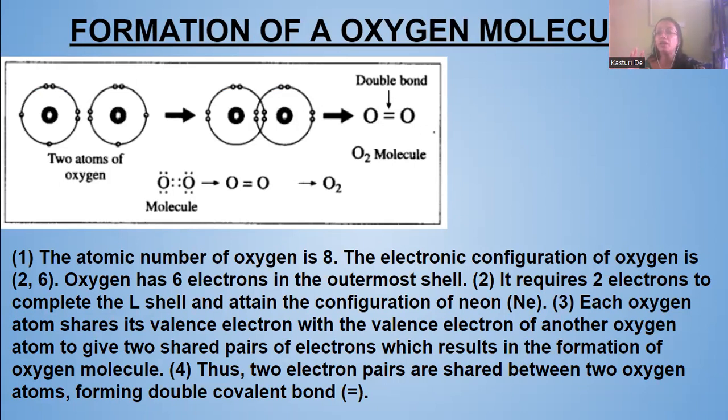The atomic number is 8, so the electronic configuration is 2 and 6. So 6 means 6 electrons are present in the outermost or valence shell. So 2 electrons are required to form the octet, to attain the neon gas electronic configuration. Now, while sharing, as 2 electrons have been shared, that is indicated by 2 dashes, and those are called bonds. The 2 dashes indicate a double bond, so it forms a covalent bond, that is a double one.